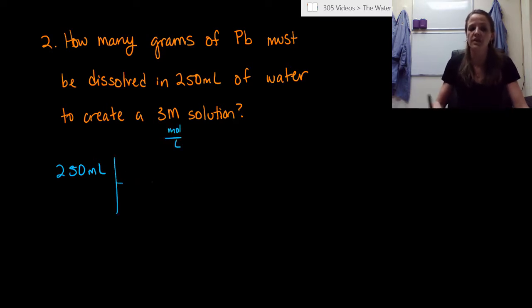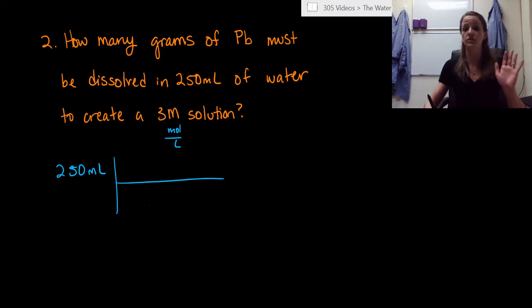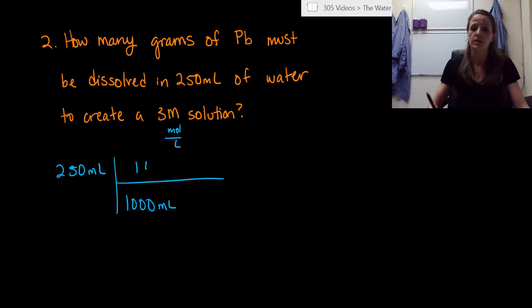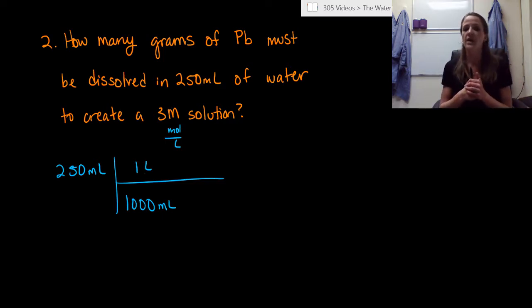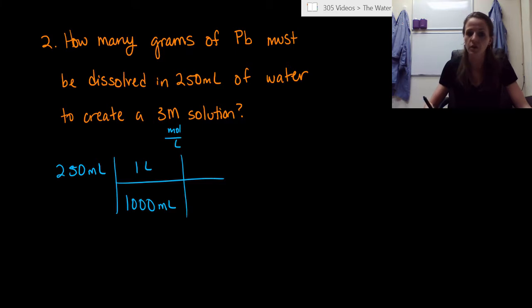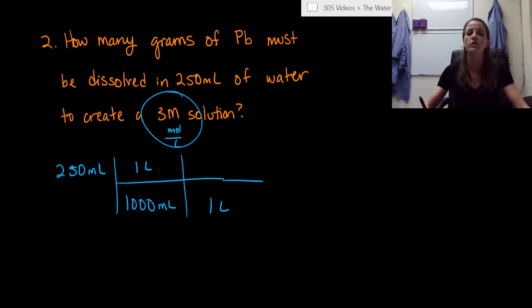Right away, you should be thinking, I have to get rid of milliliters. So let's just do that first. We know that there are 1,000 milliliters in every 1 liter. Now we're in the proper unit, but something still feels a little off, right? What we need to do now is use that molar component. We have 3 moles per every 1 liter. Liters is on the bottom here, so we need to get rid of it, so 1 liter goes here, and this is where you use your 3 molar solution.